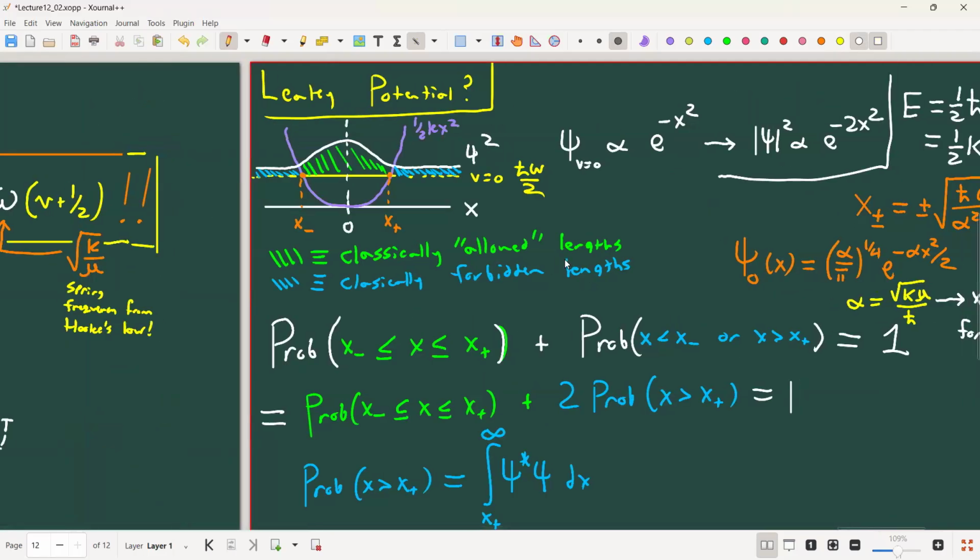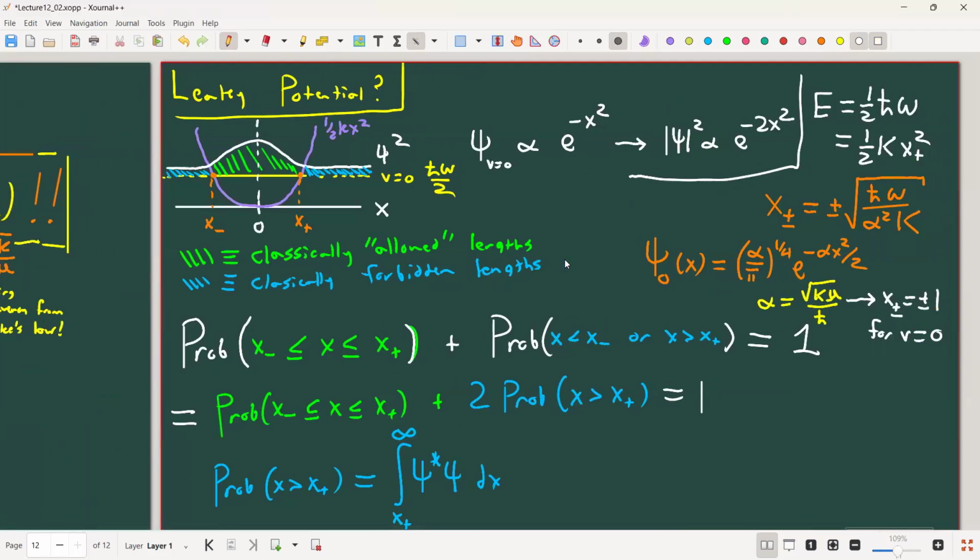Let me remind you really quickly what I just showed: the turning points for this system are at plus or minus 1. That's the easiest solution that I could come up with, and it's a really convenient answer. So all I need to do now is integrate this function from 1 to infinity.